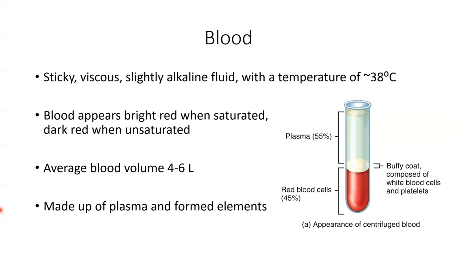It has a slightly alkaline pH, ranging between 7.35 to 7.45. The colour of blood varies with its oxygen content. When blood is highly saturated with oxygen, it is bright red. When it is less saturated, or as there's less oxygen bound to the hemoglobin in the red blood cells, the blood appears darker.